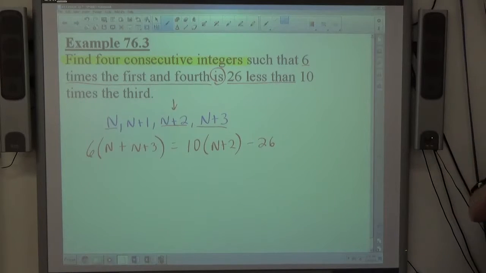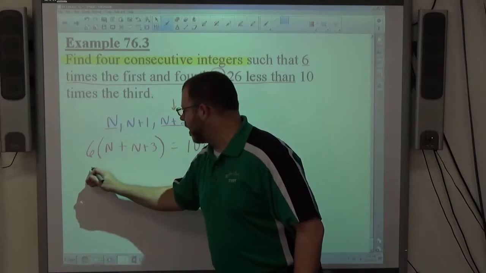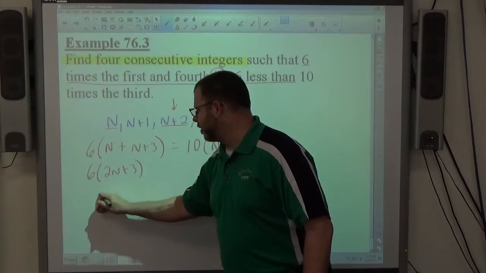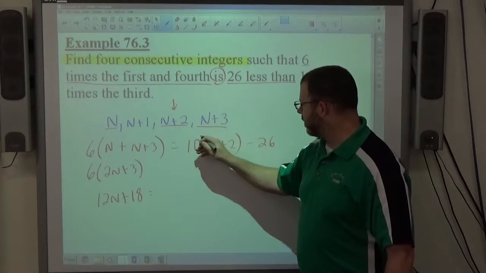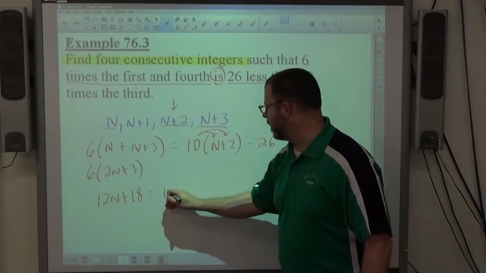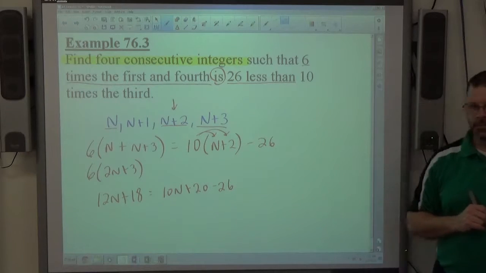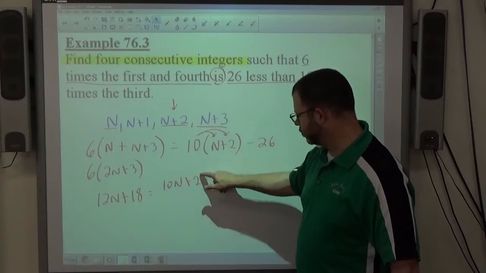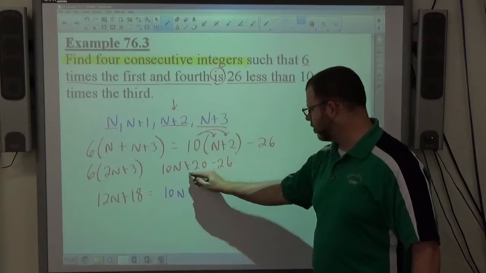So the overall basic structure of the equation is the same as was in the last one, right? Yes. Got a couple like terms here I can add together, then distribute, here distribute, and add like terms. So I get 6 parentheses 2n plus 3. Multiply the 6 through gets me 12n plus 18. Over here, 10 times n plus 2 makes 10n plus 20 minus 26. So if I combine like terms, I get 10n minus 6. The right hand side, those add up to the minus 6.